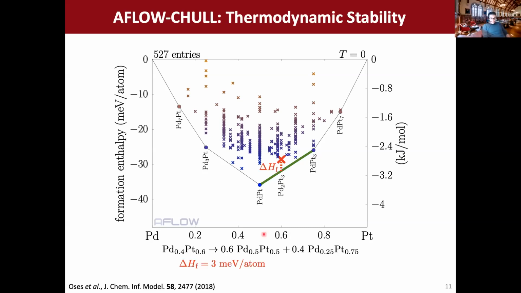Now, nicely enough, the actual distance between this point and the facet, the vertical distance, also gives us the energy driving this reaction. So you can imagine if this distance is very large, maybe the point is up here, then the system's really going to want to tend toward the products and not so much the reactants. But this distance here is small. It's 3 MeV per atom.